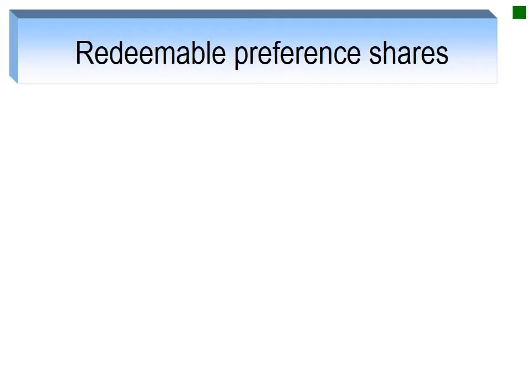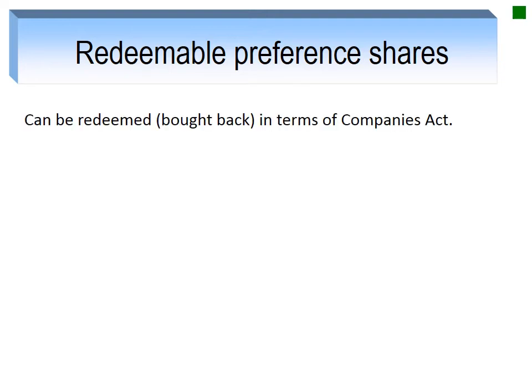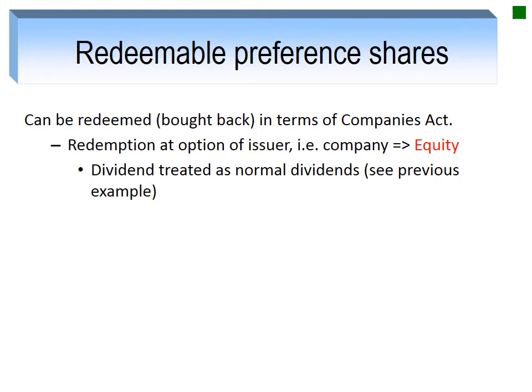Now let's talk about dividends on redeemable preference shares, remembering that preference shares can be redeemed in terms of the Companies Act. That means we can buy them back from the preference shareholders. The preference shareholders gave us money, we issued shares to them, then we can buy back the shares and pay back the preference shareholders the money they gave us. However, there are 2 options.